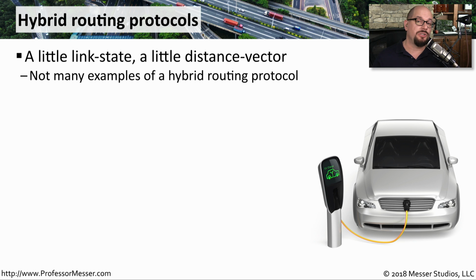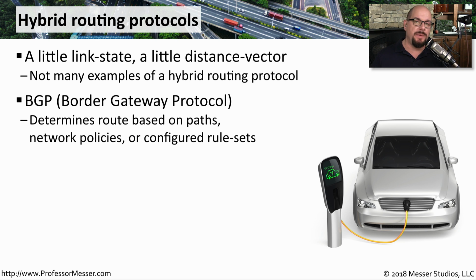Some routing protocols use a little bit of link state and a little bit of distance vector and combine those together as the dynamic routing protocol. A good example of a hybrid routing protocol is BGP, or the Border Gateway Protocol, where it determines what route is best based on the paths, the network policies, or some pre-configured rule sets that you set inside of the router.